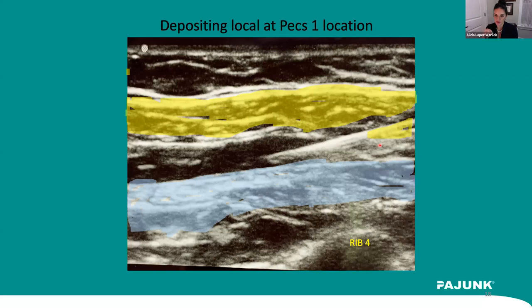When I help people do blocks, I find that some of them cut off their image like this. This is what not to do, okay? You have your rib here and you can't really see the lungs. So if you were to lose your image of your needle, you may not see it go into the lung.